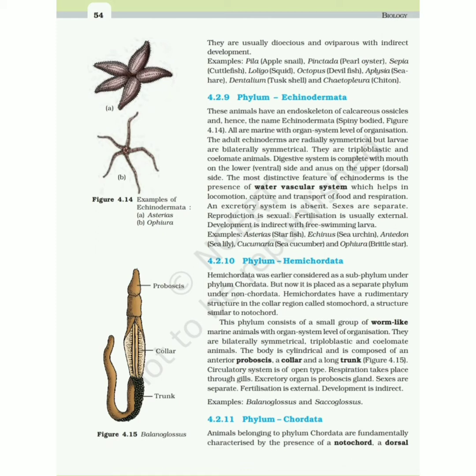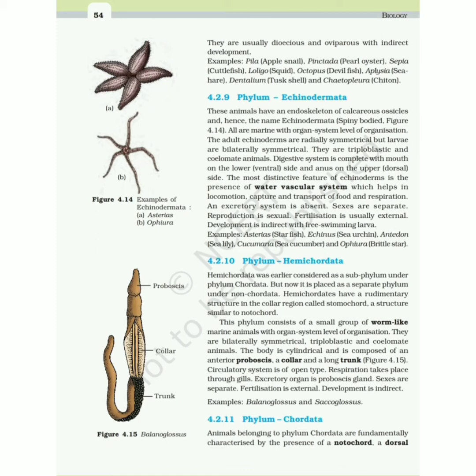4.2.10 Phylum Hemichordata. Hemichordata was earlier considered as a subphylum under phylum Chordata. But now it is placed as a separate phylum under non-Chordata. Hemichordates have a rudimentary structure in the collar region called stomochord, a structure similar to notochord. This phylum consists of a small group of worm-like marine animals with organ system level of organization. They are bilaterally symmetrical, triploblastic and coelomate animals.